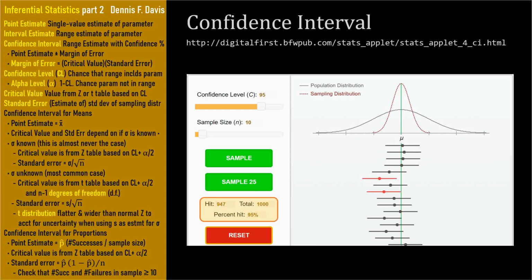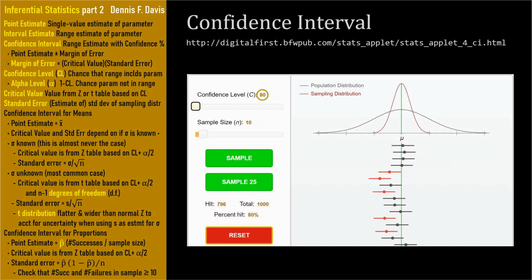The app will let us change the confidence level without redrawing all the samples. So watch what happens when I reduce the confidence level to 80%. The confidence intervals all got narrower, and as a result, more intervals miss mu. Now, just 80% include mu instead of 95%. Actually, 796 out of 1,000. The intervals got narrower because the margin of error got smaller. Since the margin of error equals blue times pink, when we reduce blue, we reduce the margin of error, and we reduce the blue critical value by reducing the confidence level, like we did here from 95 to 80%.